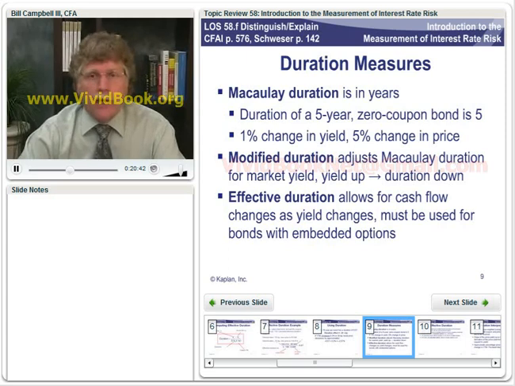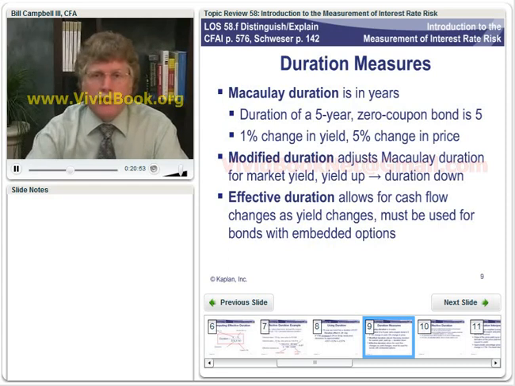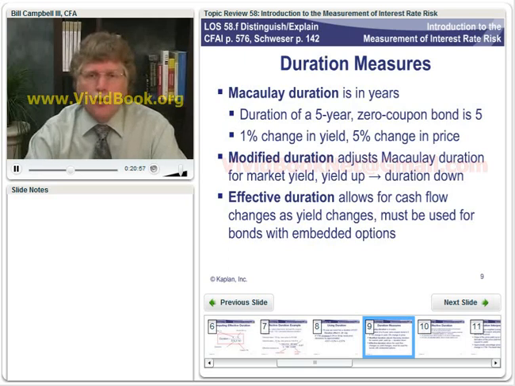Put another way, as the yield to maturity increases, we have much smaller weights on the long-term payments, much higher weights on the short-term payments, so it tends to shorten the duration. And again, this is easy to see with Macaulay.